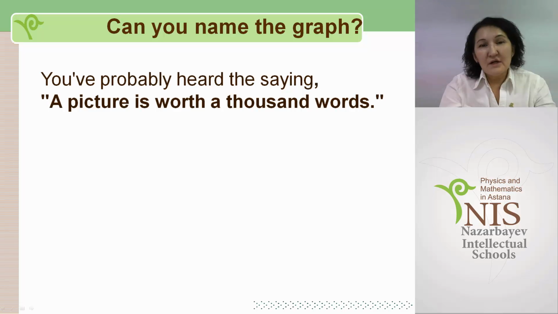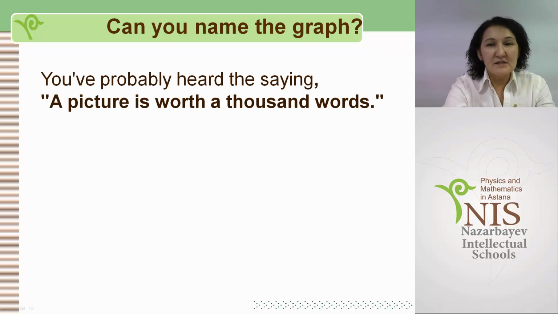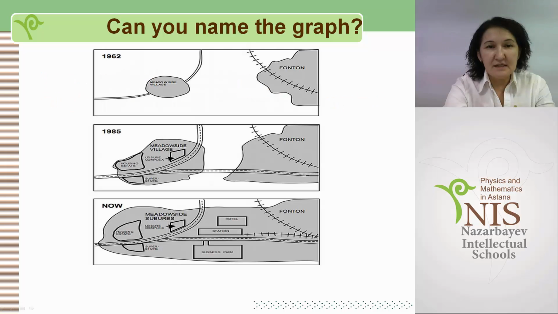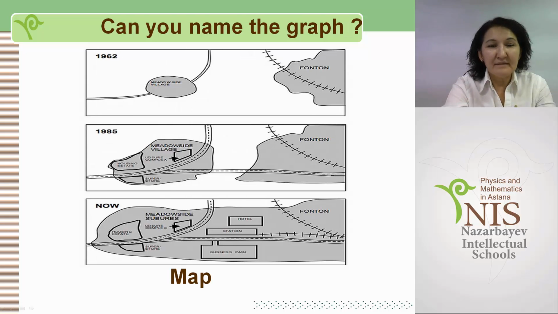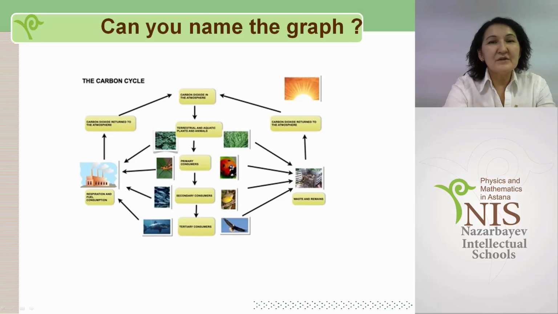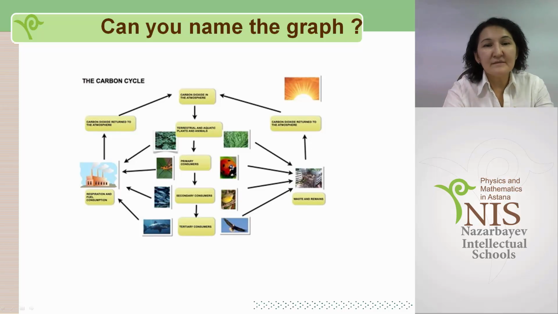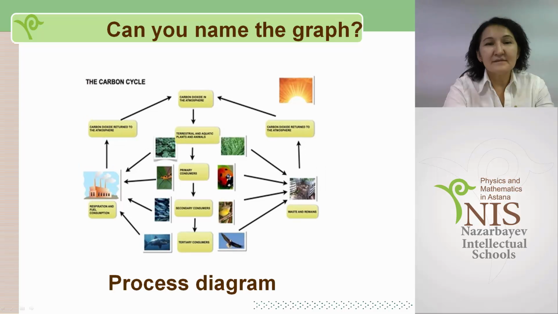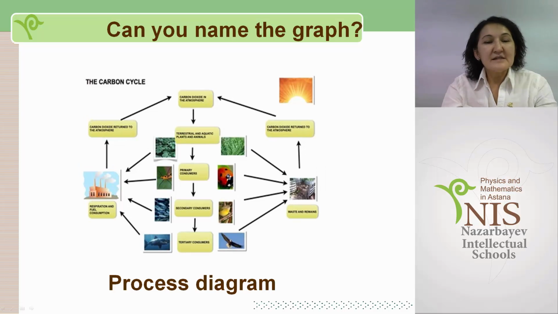And you have heard this saying, a picture is worth 1,000 words. That's why we are talking about graphs and tables in this lesson. Can you name this graph? Yes, it's a map. Can you name the next graph? That's correct. That is a process diagram.